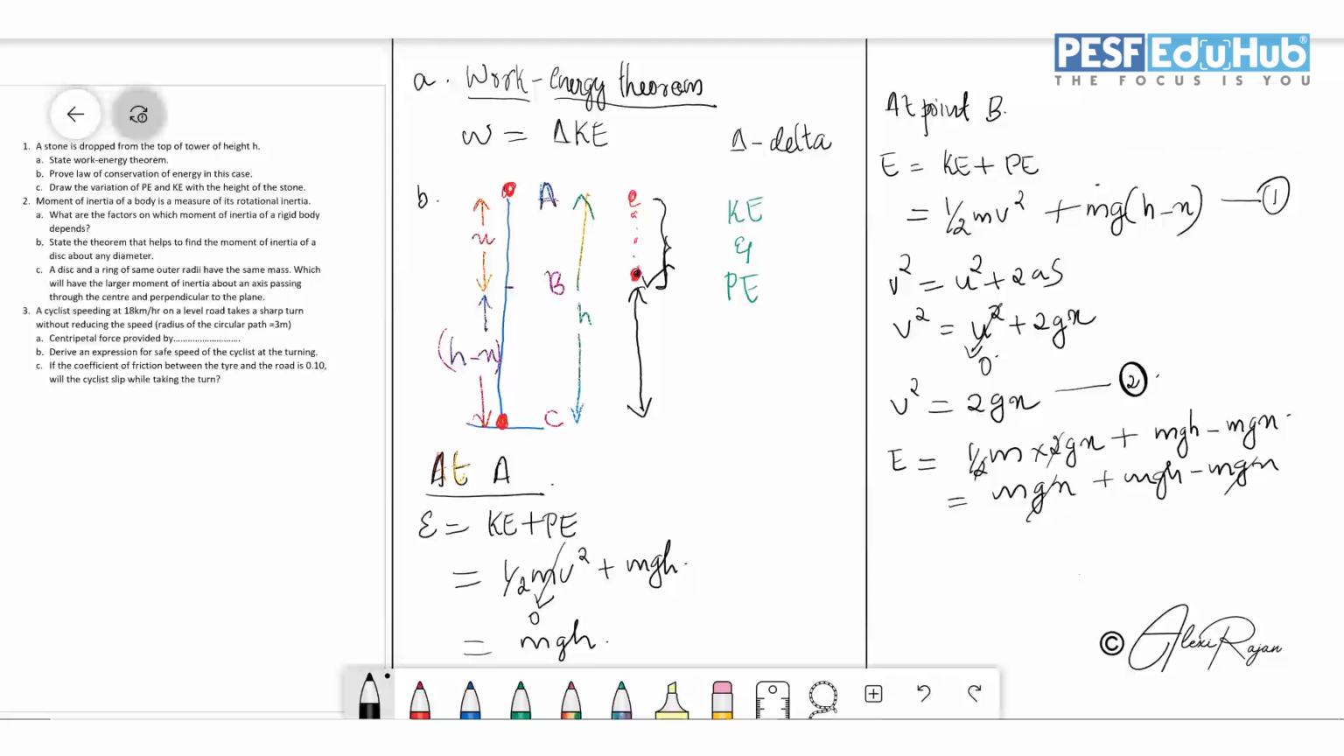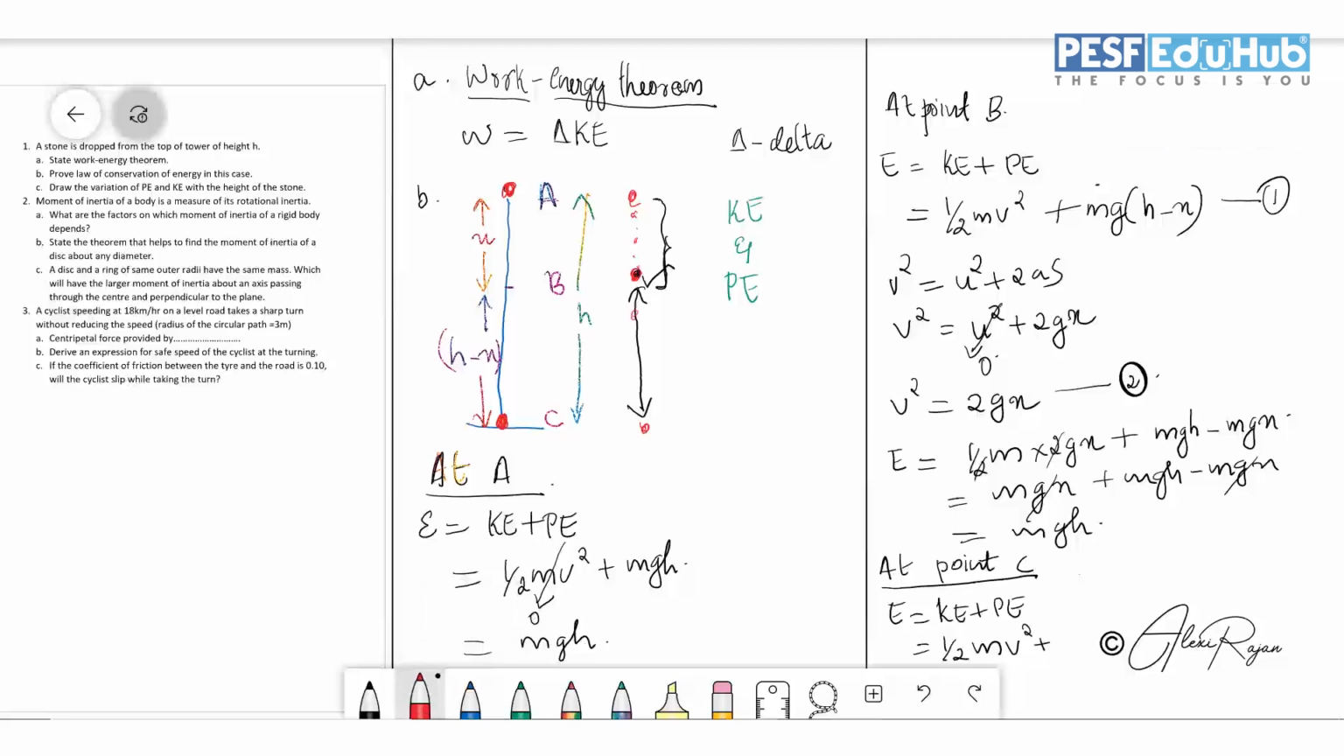mgx minus mgx cancel, and you are getting the last point, that is mgh. Now at point C, here also the same condition applies, that is total energy is equal to kinetic energy plus potential energy, that is half m v square plus the ball has reached here.